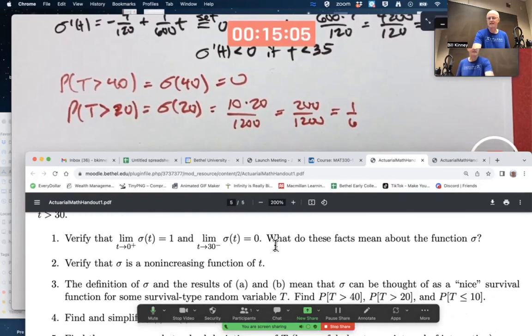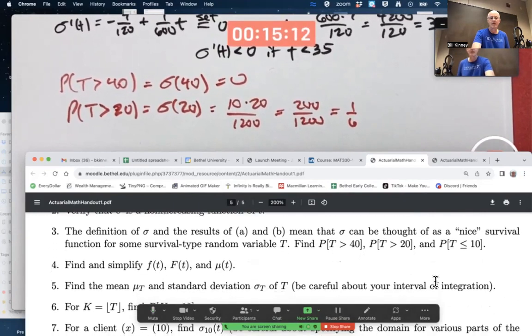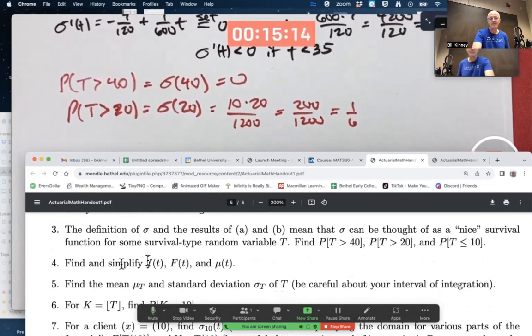The probability that t is less than or equal to 10, you'd want to do just 1 minus the survival function, effectively using the CDF. In 4, we're after the PDF, the CDF, and that's not a mean, right? Confusing notation. This is a force of mortality. Actuaries use the letter mu here because mortality starts with M, just like mean starts with M, unfortunately.